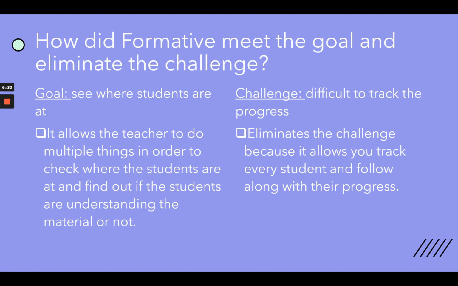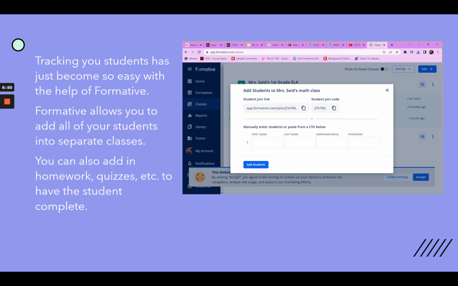So how did Formative meet the goal and eliminate the challenge? It allowed the teacher to do multiple things at once in order to check where the students are at and find out if the students are understanding the material or not. As far as the challenge goes, it eliminates the challenge because it allows the teacher to track every student and follow along with their progress. So tracking your students has become very easy with the help of Formative.